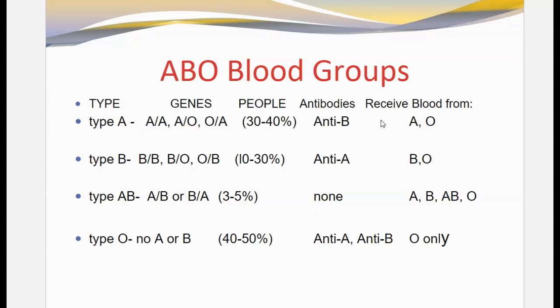But you can see the blood groups, the percentage of people. Most people, 40 to 50%, are type O, and then the other big chunk is type A. Type B is kind of more rare, and type AB is very rare.